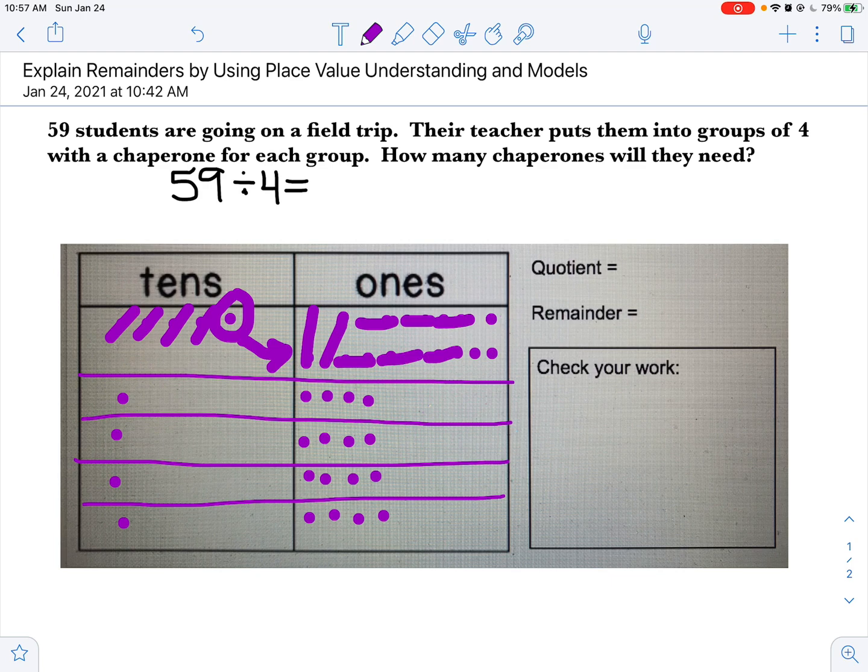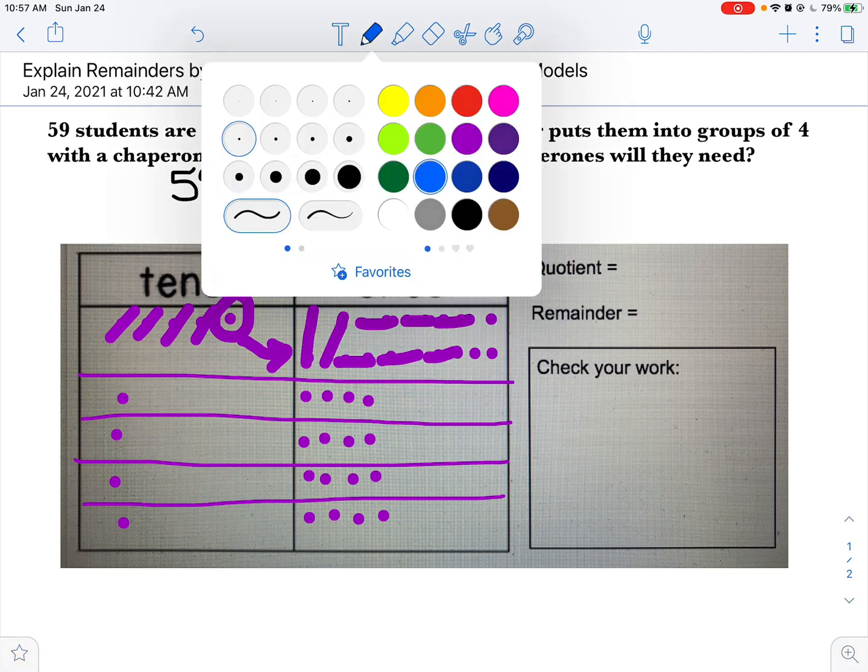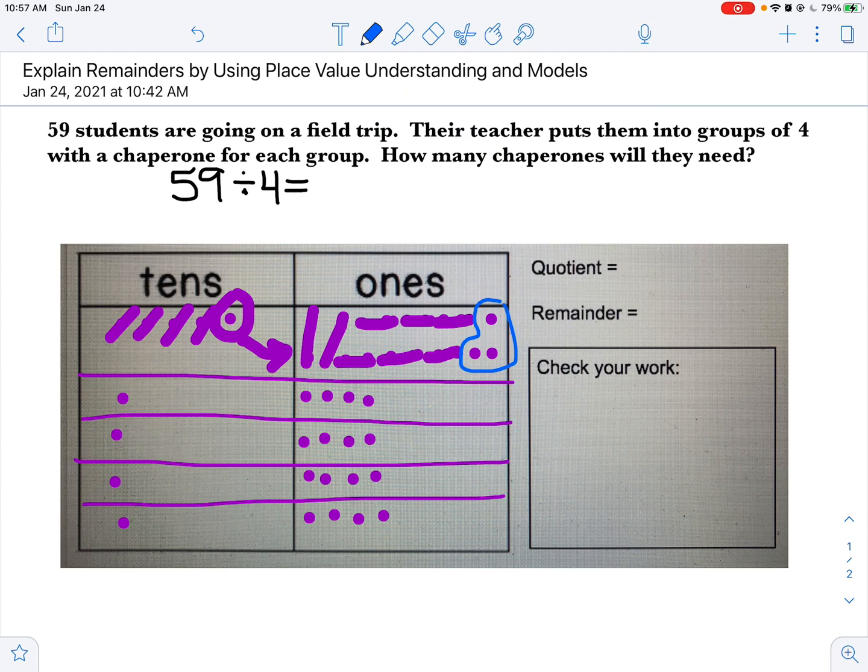And I have 3 left over, which I don't think I can share equally. So I'm going to circle those as my remainder. So my quotient, I'm going to look at my rows. I have a 10 and 4 ones. It looks like my quotient is 14 with a remainder of 3.